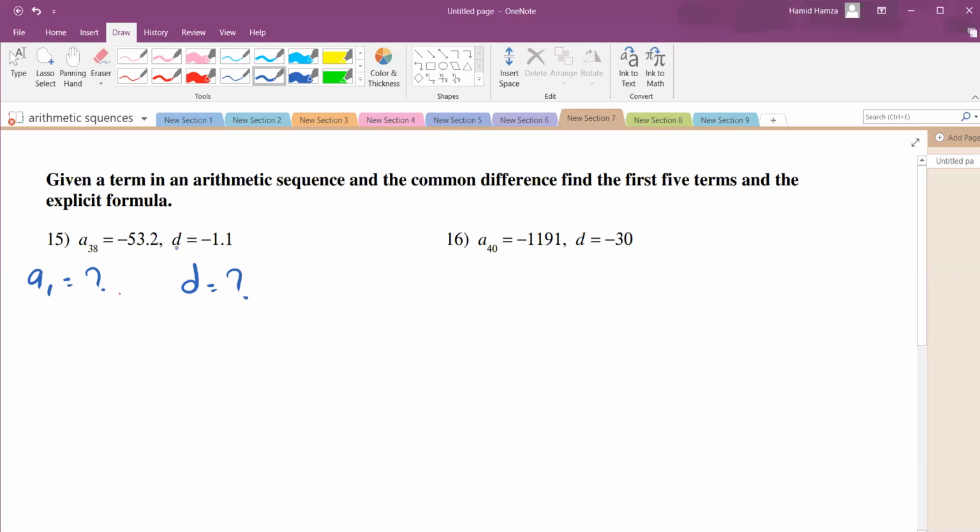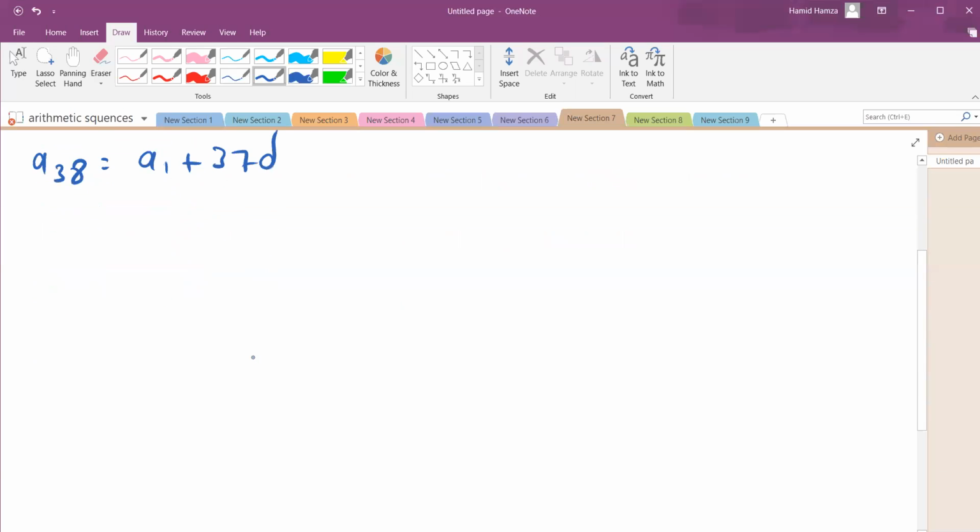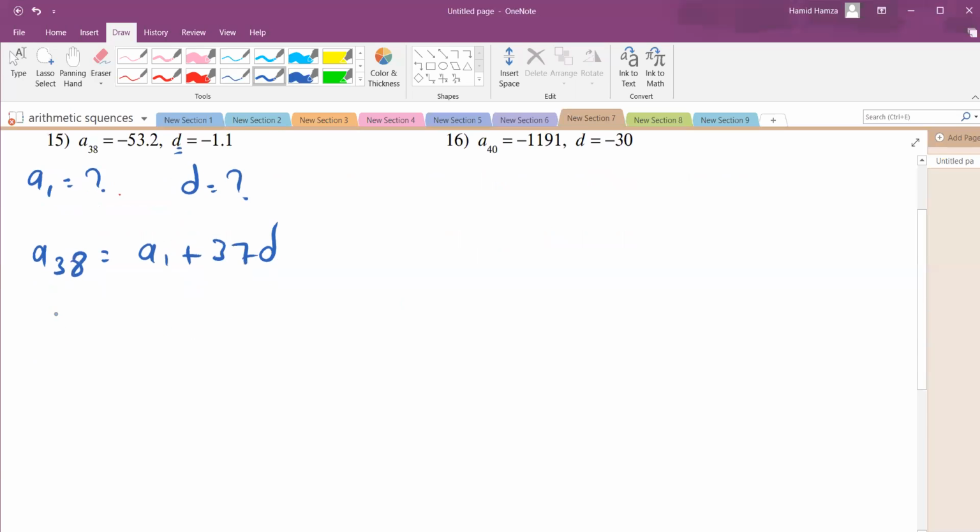So D is given, but A1 is not given. So I'll solve this one by finding what? By finding A1. From where? From this point. So A38 equals A1 plus 37D. Substitute. So A38 will be negative 53.2 equals A1, which is not given, plus 37 multiplied by negative 1.1.